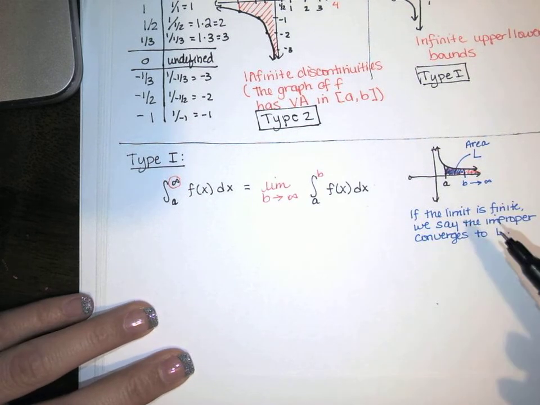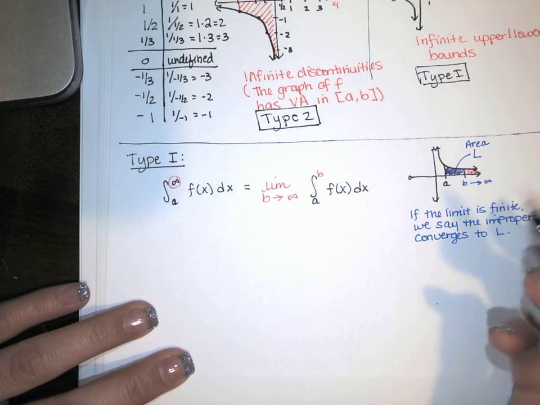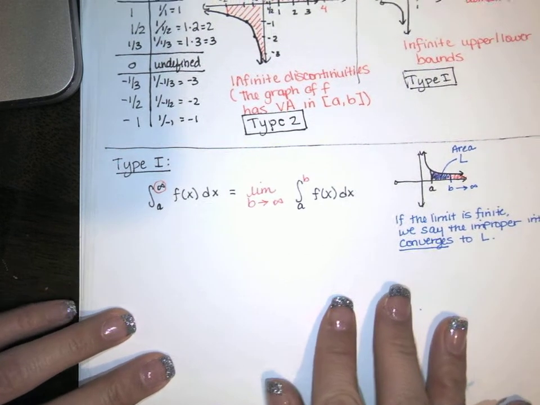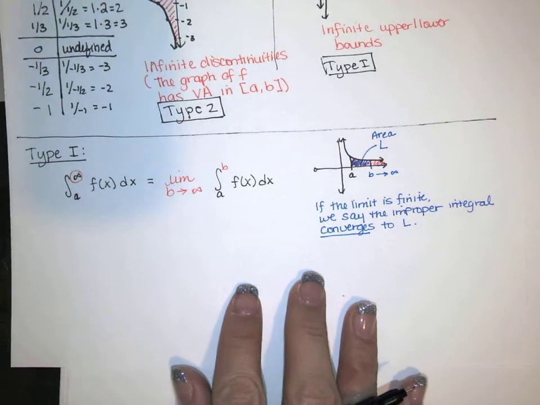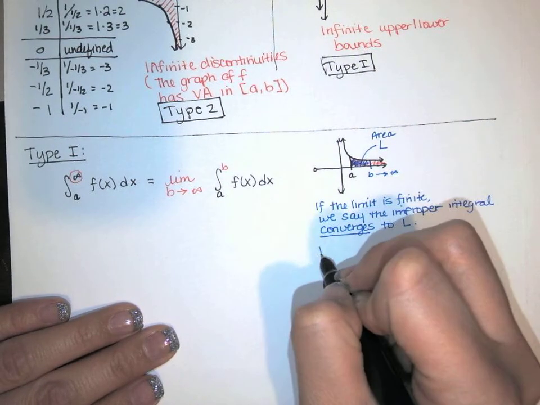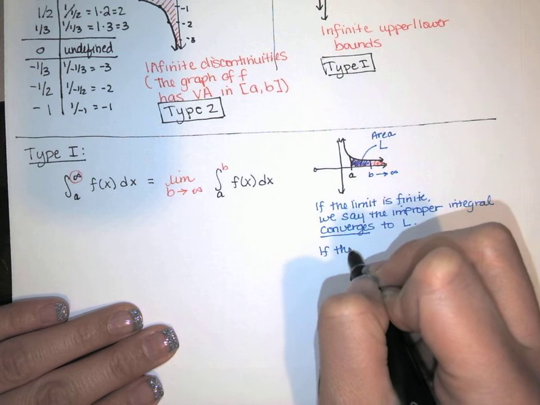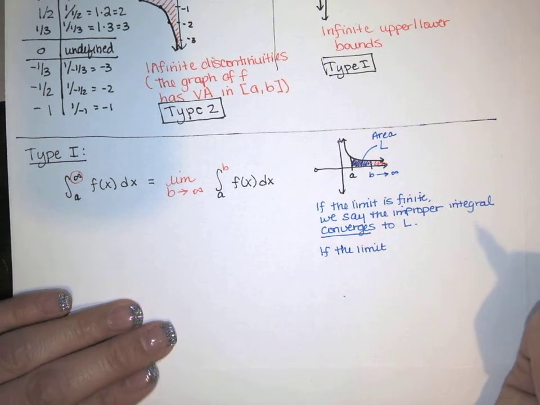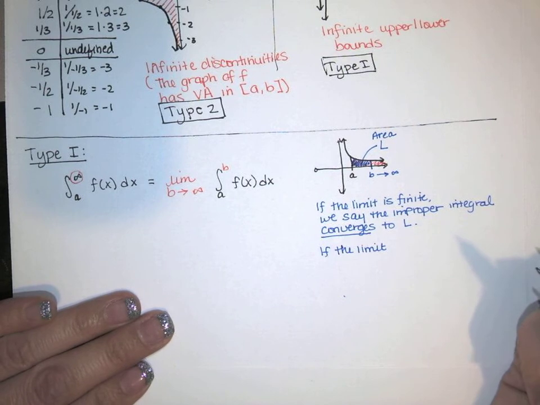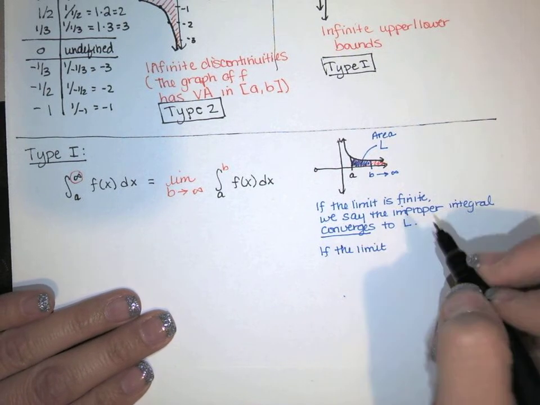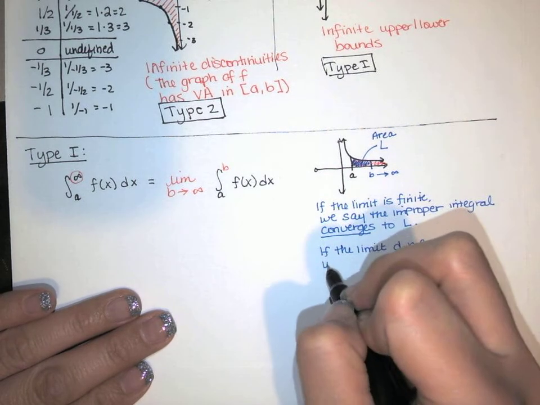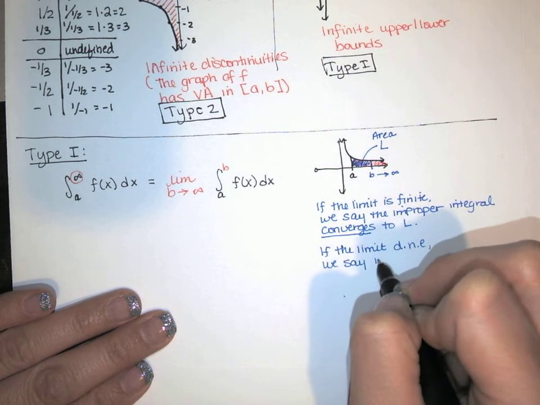So if the limit is finite, if it exists, we say that the improper integral converges to L. If for some reason the limit does not exist, maybe it's infinite, maybe it's negative infinity, maybe it's something odd like sine of b just oscillates for all time, for all b. If the limit does not exist, we say the improper integral diverges.